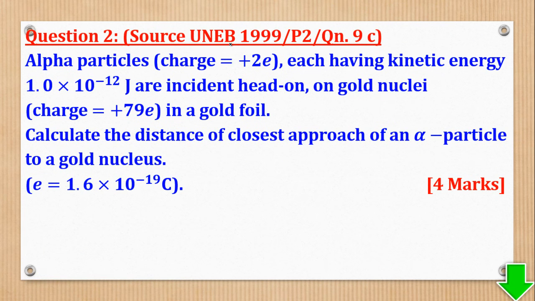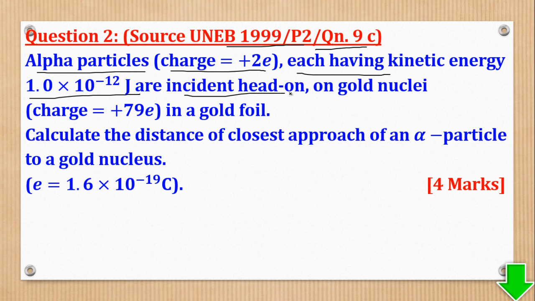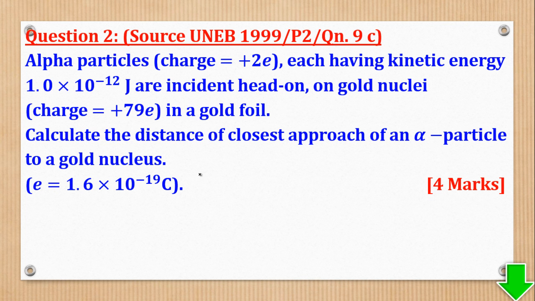Then question 2 came from UNEB 1999 paper 2 question 9c, and says alpha particles with charge this, each having kinetic energy this, are incident head-on on gold nuclei of this in a gold foil. Calculate the distance of closest approach of an alpha particle to the gold nucleus, and they give you that E is equal to that. So E is a constant and will always be given.